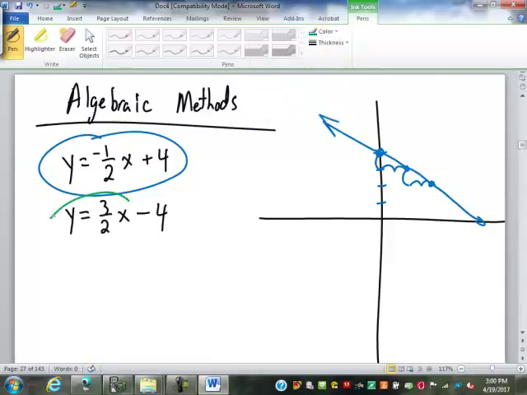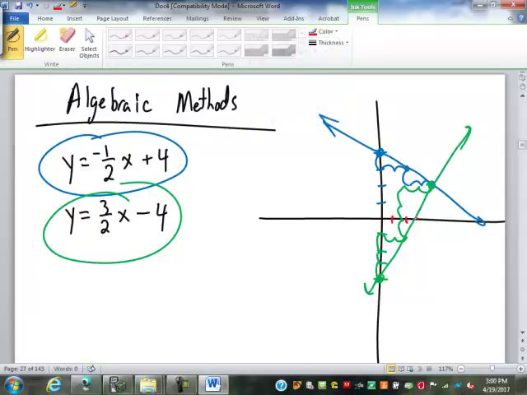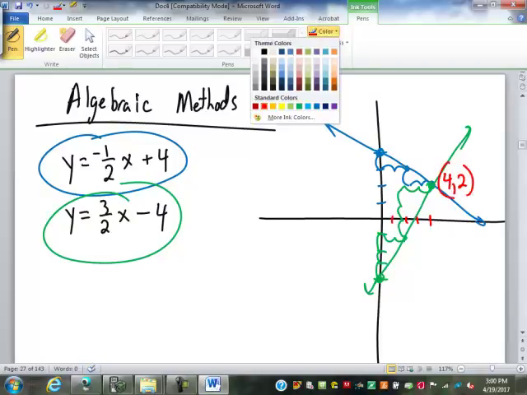The second one would start at negative 4. And there we go up 3 over 2. Good. Let's do it again. Up 3 over 2. So those lines cross right there. That coordinate, if I drew it out carefully, is the coordinate 4, 2. I could double check it in both equations and it would work. We've checked enough that I don't have to do it again for you.